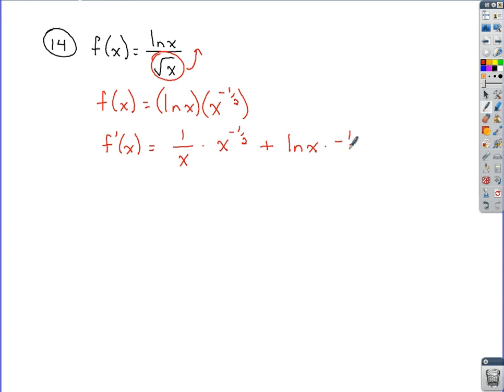So second, we bring down the negative 1/2. You've got x. Subtract 1 away from the power. New power is negative 3/2. There's your product rule in effect. We know now with the further application, having to find these critical numbers, we got to clean this up.